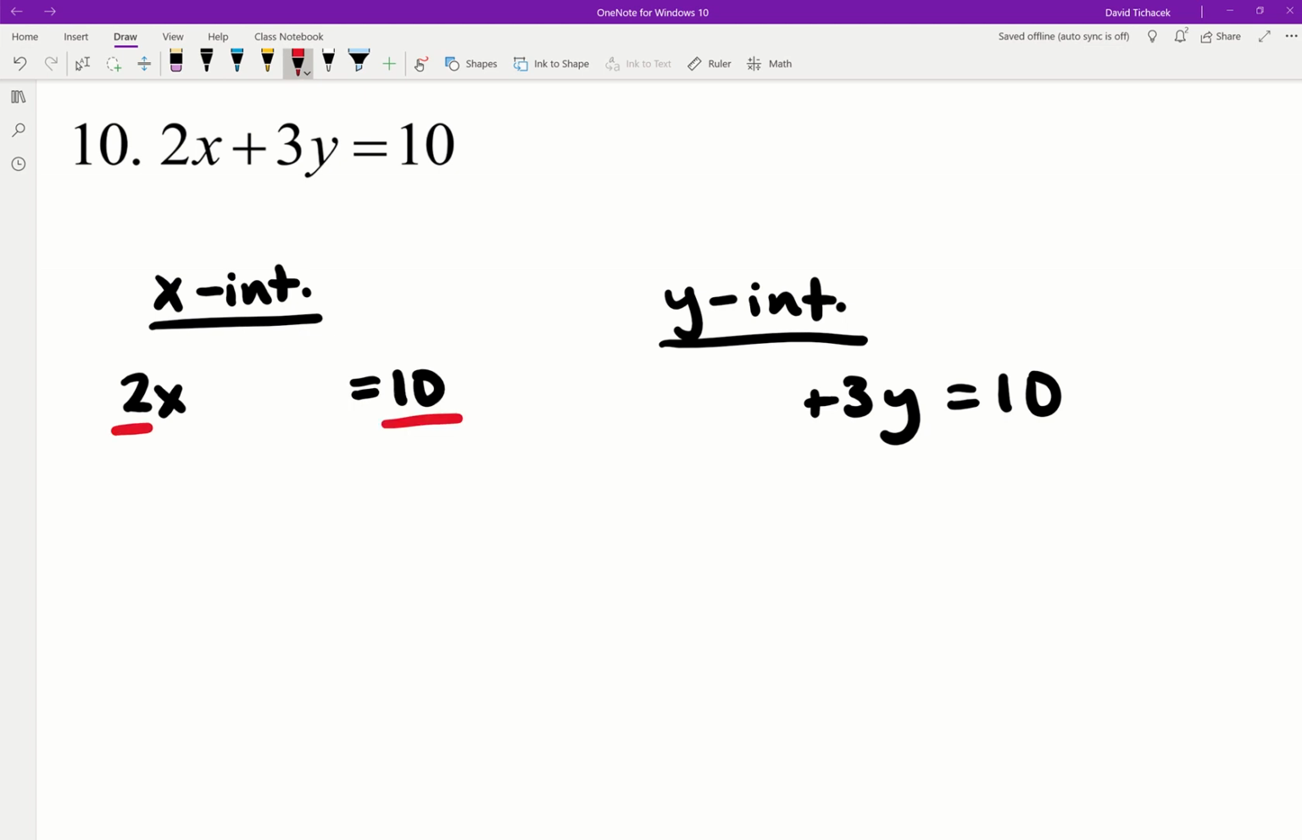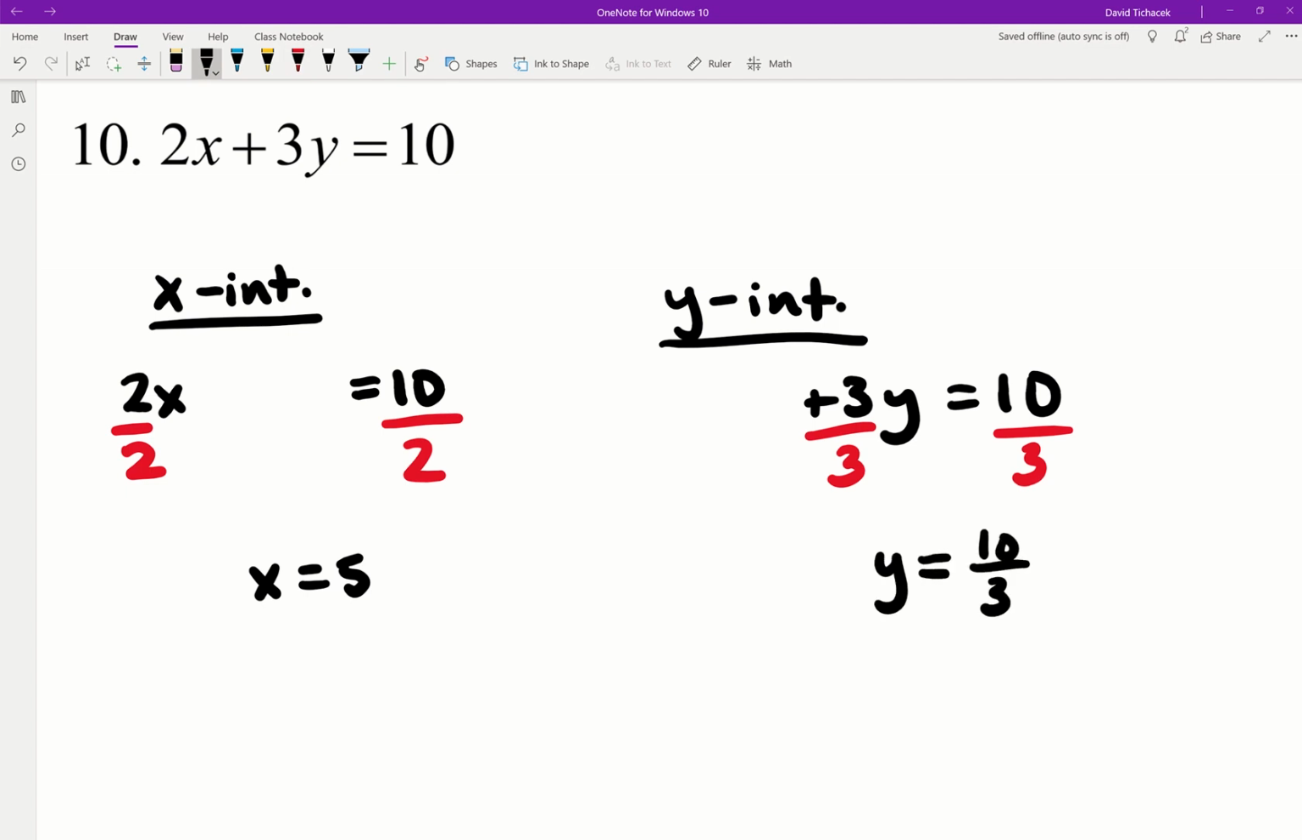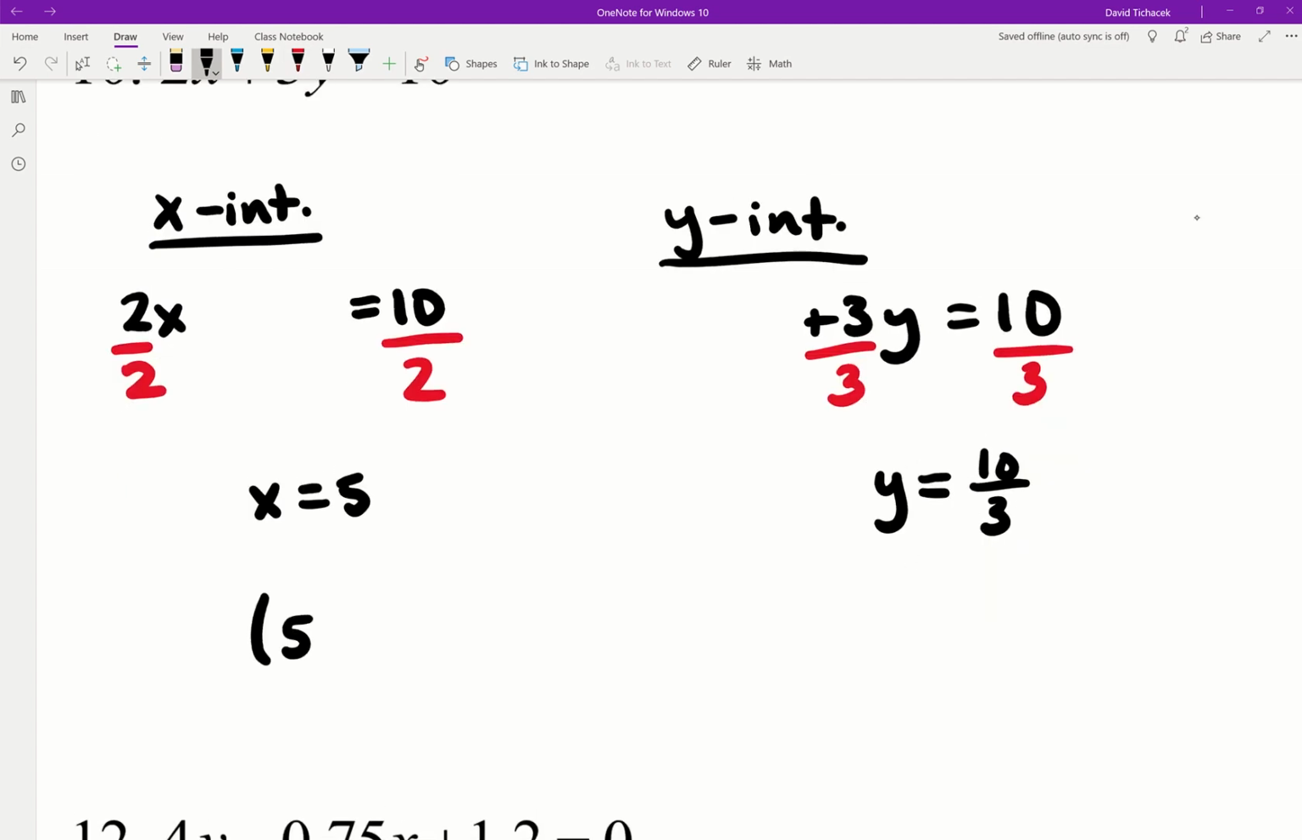So in other words, I would just simply divide both sides by 2 in this first equation and get x is equal to 5. And in this other equation, I would simply just go ahead and divide both sides by positive 3 and then get a fraction there as my result. So that would be 10 over 3. And then just don't forget that these correspond to point coordinates, so that would be (5, 0), and then (0, 10 over 3).